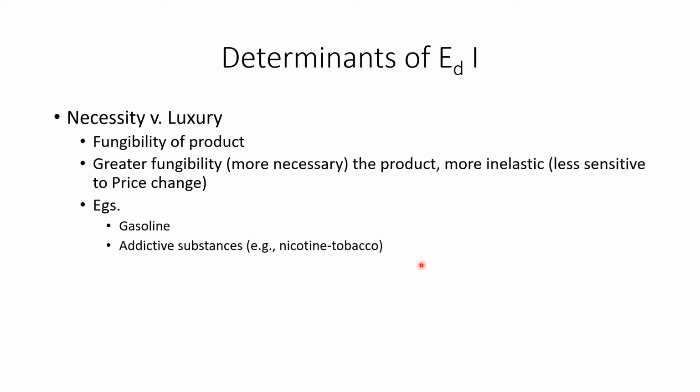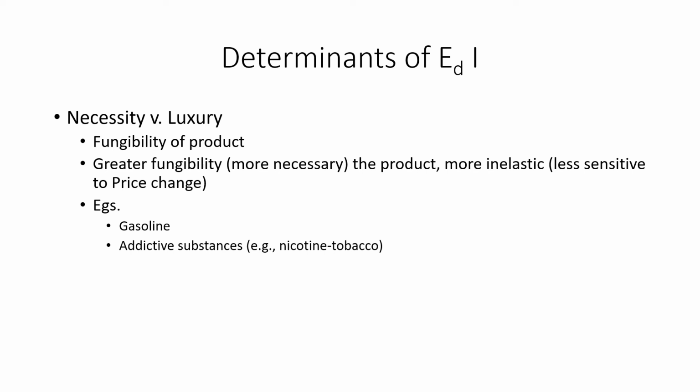We'll now deal with the determinants of the price elasticity of demand. The first one that we'll deal with is whether it's a necessity or a luxury item. This has to do, I mentioned it earlier, with the fungibility of a product. How useful is the product? How much is it used?